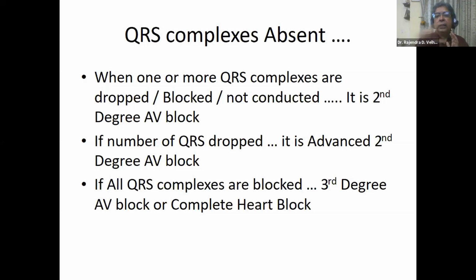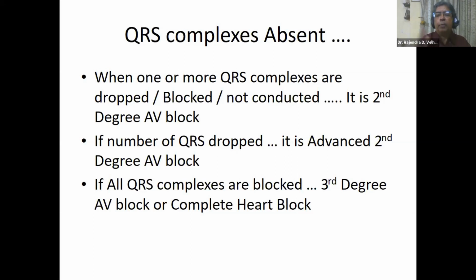Normally, when you see a rhythm strip, you see the PQRST complexes given at regular intervals. If you see all the P waves and QRS complexes in the entire rhythm strip, they look alike. And the QRS complexes are given from the P wave at a fixed distance. That means the QRS complexes are related to the P wave. In other words, the PR interval is constant. This is a characteristic feature.